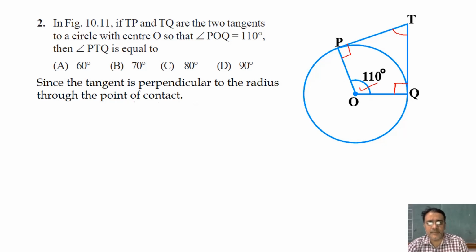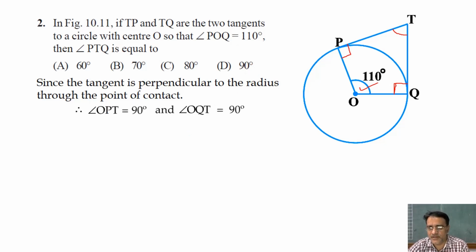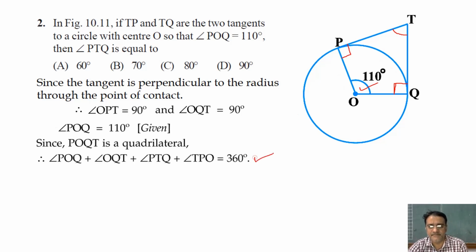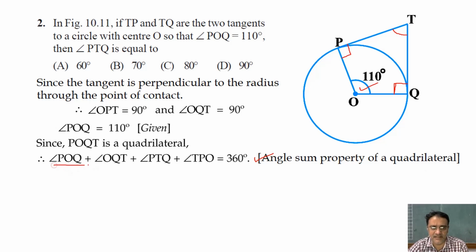Since the tangent is perpendicular to the radius through the point of contact, this angle is 90 degrees and this angle is also 90 degrees. Now in quadrilateral OPTQ, the sum of all the angles is equal to 360 degrees. Angle sum property of a quadrilateral. Now we'll substitute the value of this angle and this angle. This we need to find. Okay, so 110 plus 90 plus this 90, so we'll get 290 degrees.